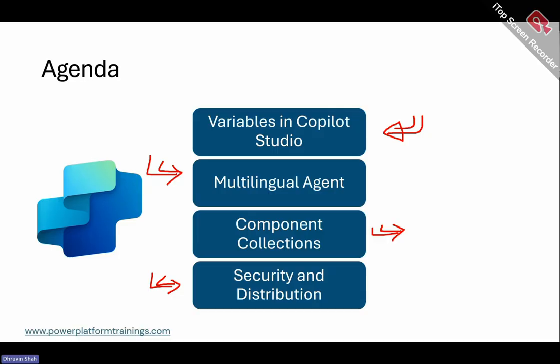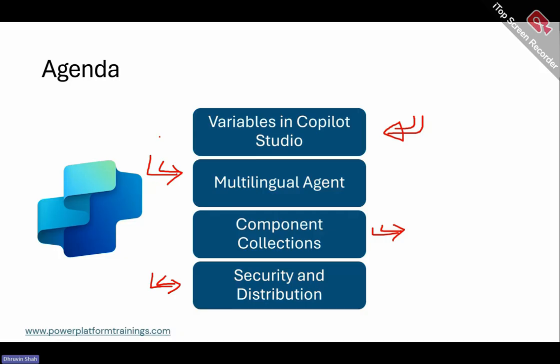Without further delay, let's first try to understand the topic called variable in the world of Copilot Studio. Again, variables we have covered so far: whenever we create any topic and whenever we were taking any input, every time it was creating a variable and saving the input into that variable.